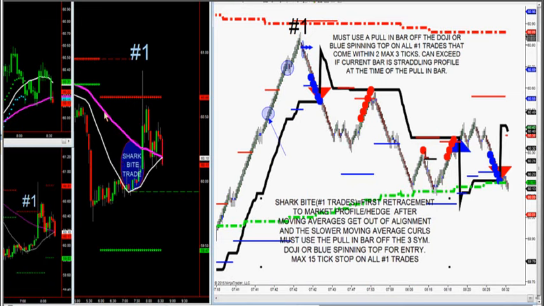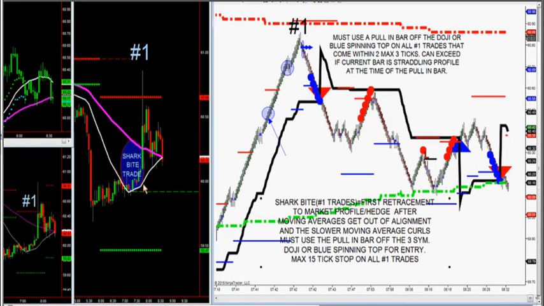Why I call it a shark bite is this. If I've got a long-term magenta moving average down, and my shorter moving average gets out of alignment, look how your magenta is angled down, but your smaller moving average gets out of alignment from it. It's no longer running parallel with it. Look how it's going vertical, straight down.